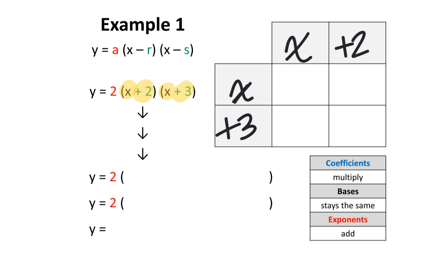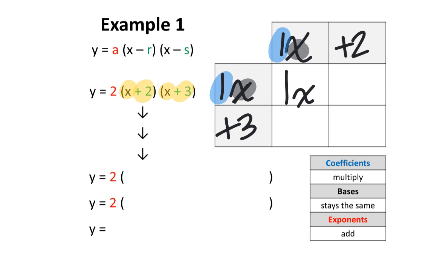Since we're multiplying terms, we're going to be using the product rule. The first step of the product rule is to look at the coefficients. There is no coefficient here and there is no coefficient here, which just means there's going to be a hidden 1. And we like to multiply coefficients. So 1 times 1 is going to give you 1. Next, we want to take a look at the bases. This is a base of x and this is a base of x. Bases stay the same. So I'm going to write an x right over here.